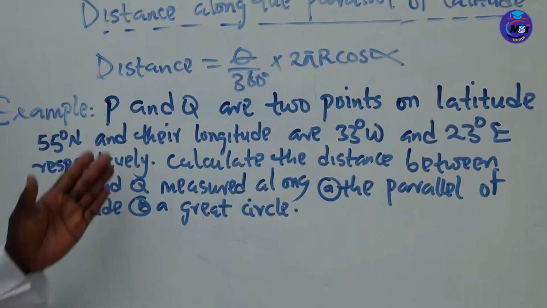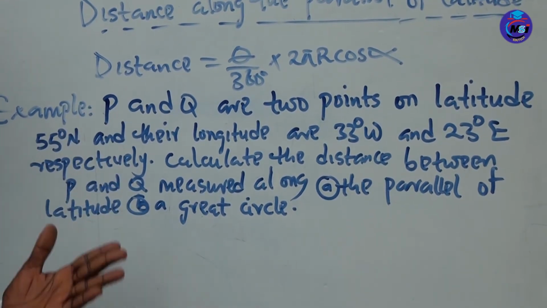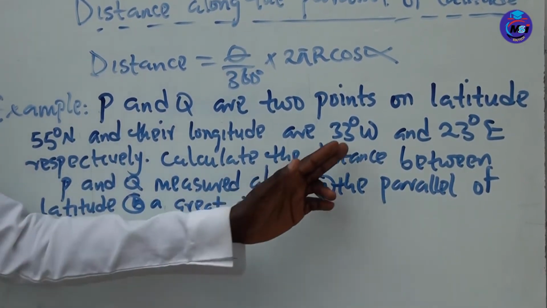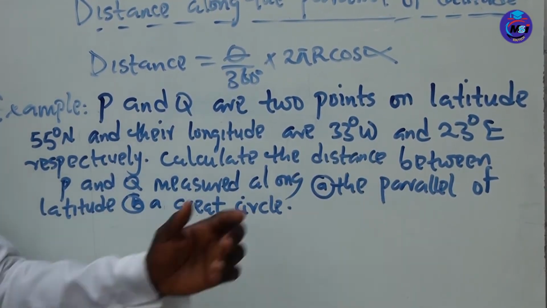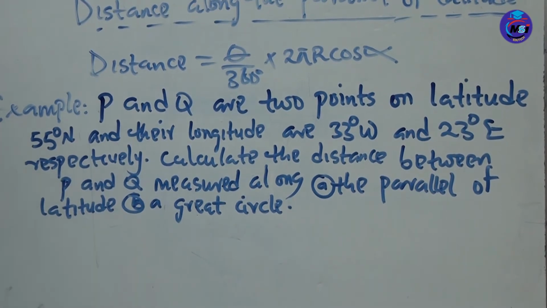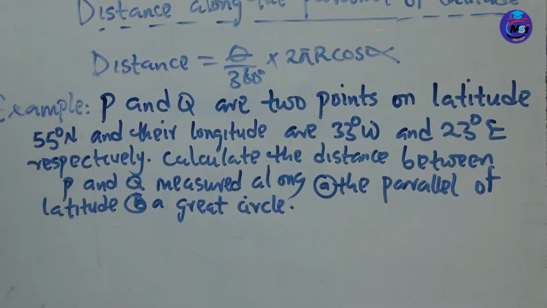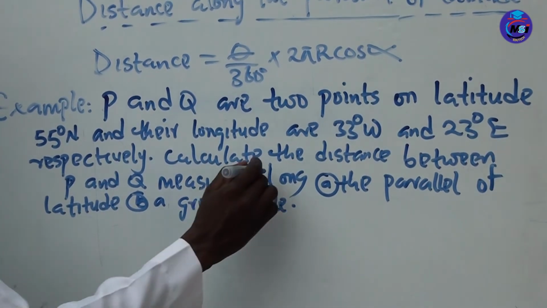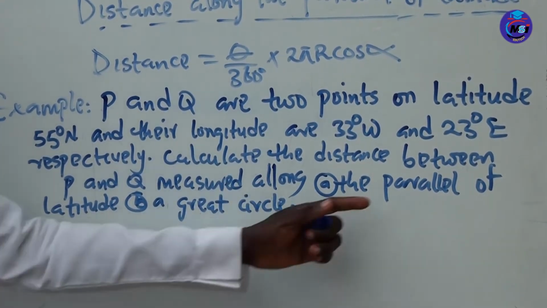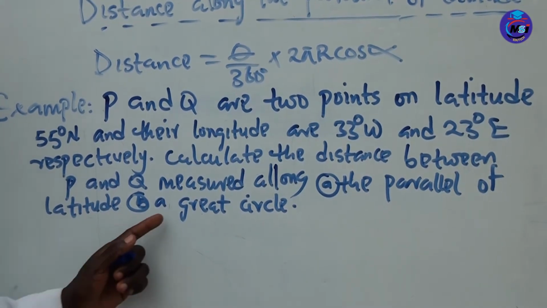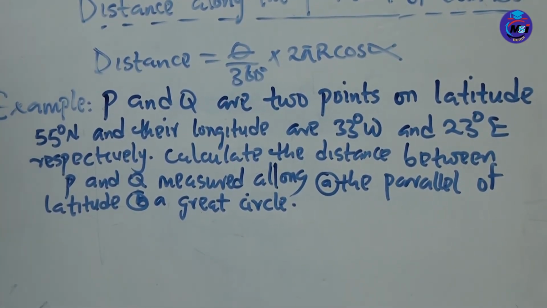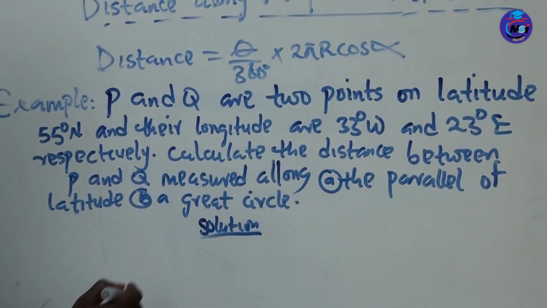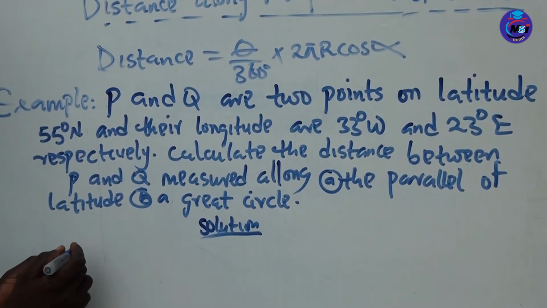Look at this question. P and Q are 2 points on latitude 55 degrees north and their longitudes are 33 degrees west and 23 degrees east respectively. Calculate the distance between P and Q, measured along the parallel of latitude and along a great circle. So let's look at this question together. I believe you are following me.